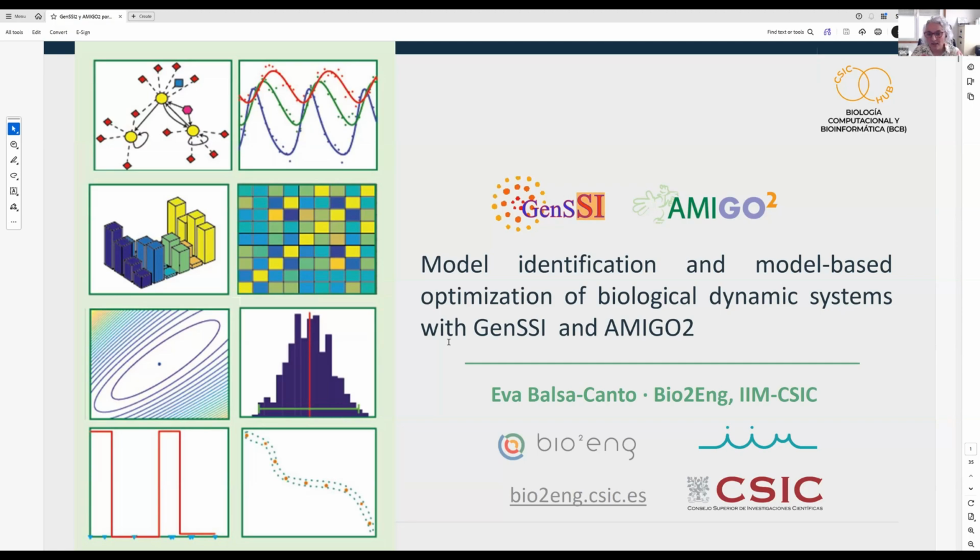So today I will briefly introduce you to two tools, GenSSI and AMIGO2. Both of them are devoted to help model identification of biological systems. So the first question I would like to address today is why would we need these tools at all?